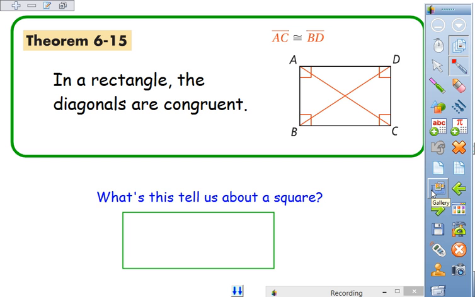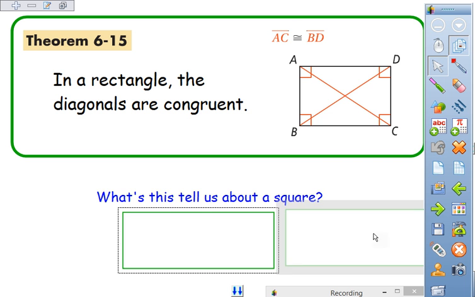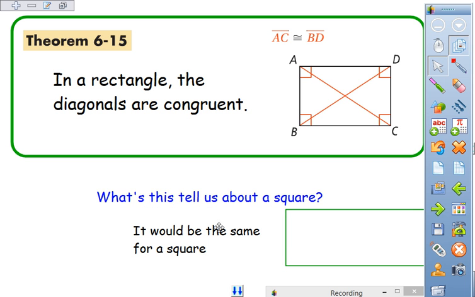Rectangle. In a rectangle, the diagonals are congruent, so they are of equal length. So in our picture, AC is congruent to BD. So if this is true for a rectangle, this is also going to be true for a square. Diagonals are congruent.